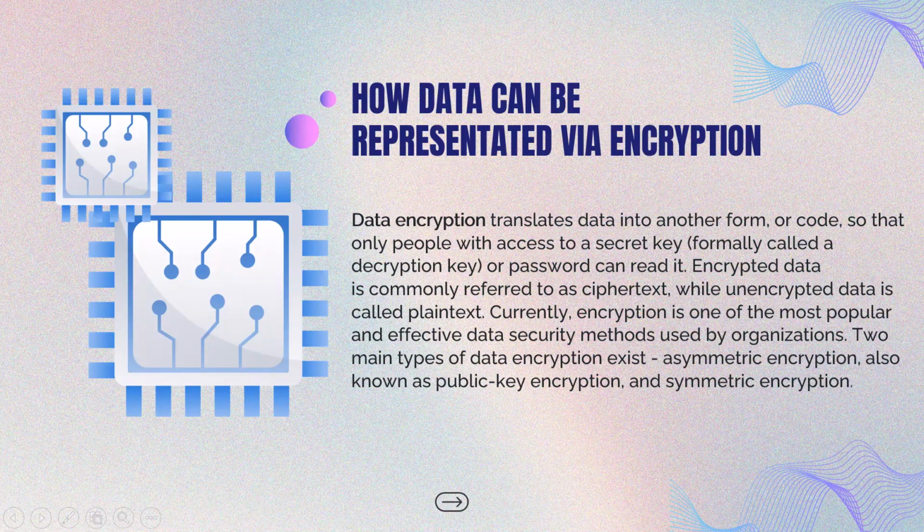And we have how data can be represented via encryption. Data encryption translates data into another form of code so that only people with access to a secret key, formally called a decryption key, or a password, can read it. Encrypted data is commonly referred to as ciphertext, while unencrypted data is called plaintext. Currently, encryption is one of the most popular and effective data security methods used by organizations. Two main types of data encryption exist: asymmetric encryption, also known as public key encryption, and symmetric encryption.